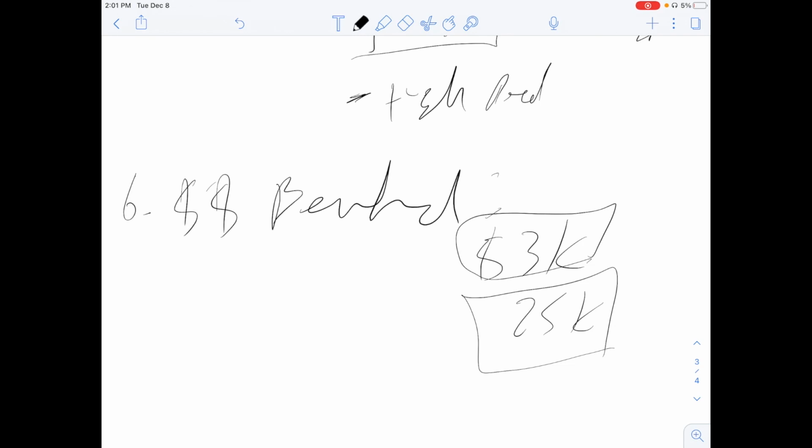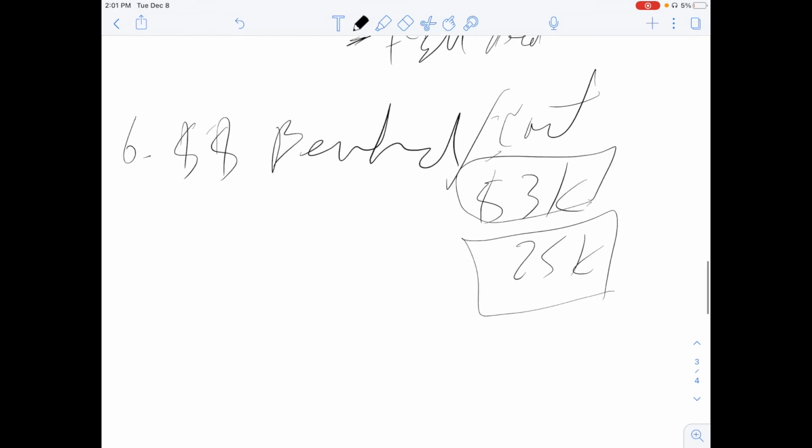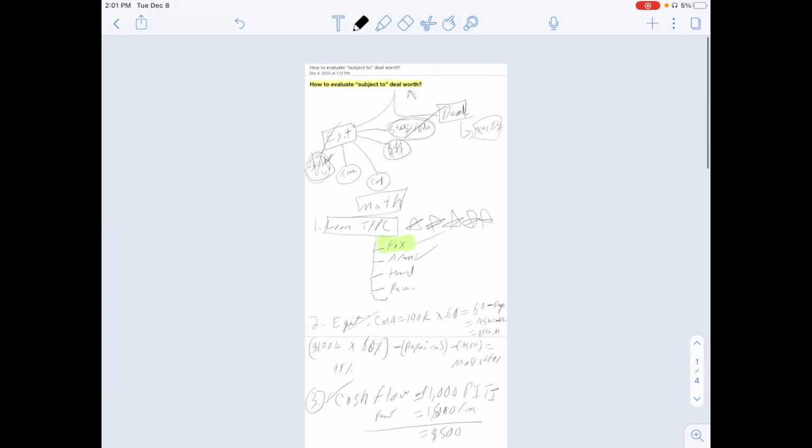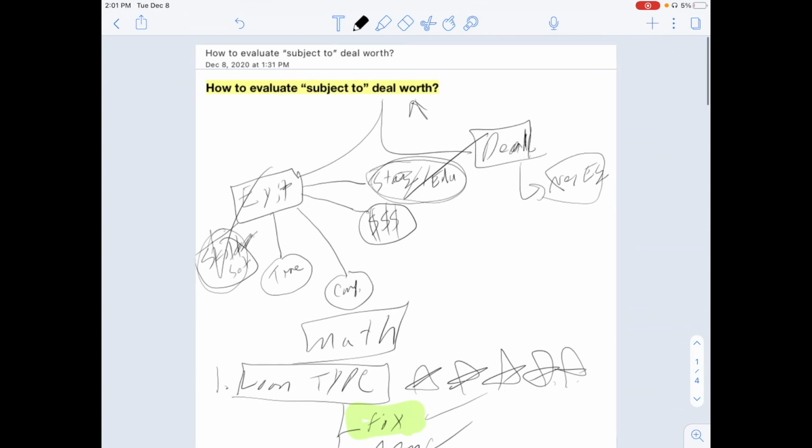And last but not least, how much money do I have to bring to closing? I always say behind, but to closing. That includes all the closing costs, the renovation, the marketing to find a renter if I'm going to rent it out, and if I'm going to wholesale it, the time or the marketing to find that wholesaler, etc. Guys, all that together will determine how to evaluate a subject to deal out there.